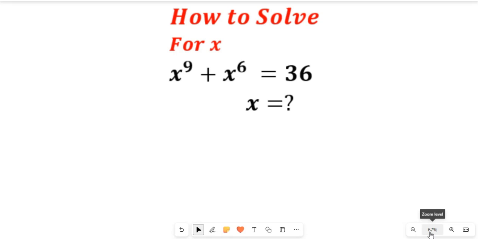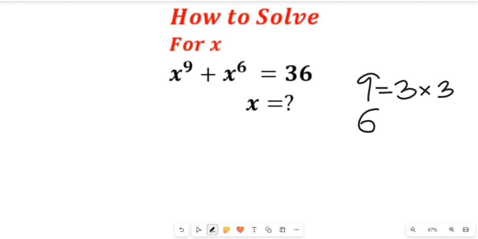In this video, you will learn how to solve for x in this exponential equation. Now, to solve for x, you must remember that the value of 9 can be equal to 3 multiplied by 3, and the value of 6 can be equal to 3 multiplied by 2.